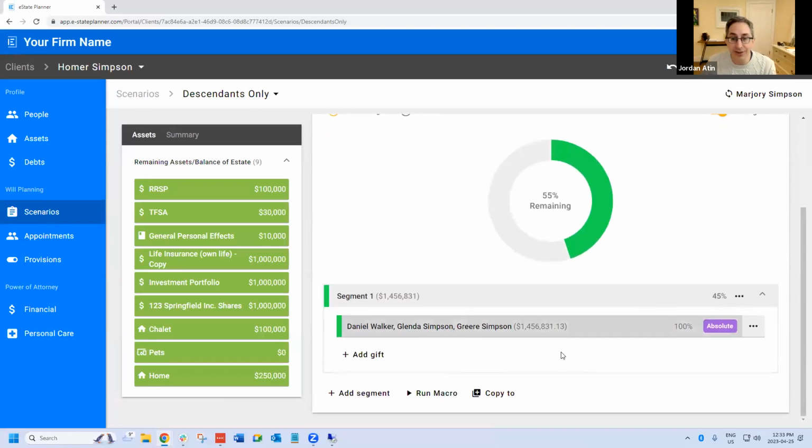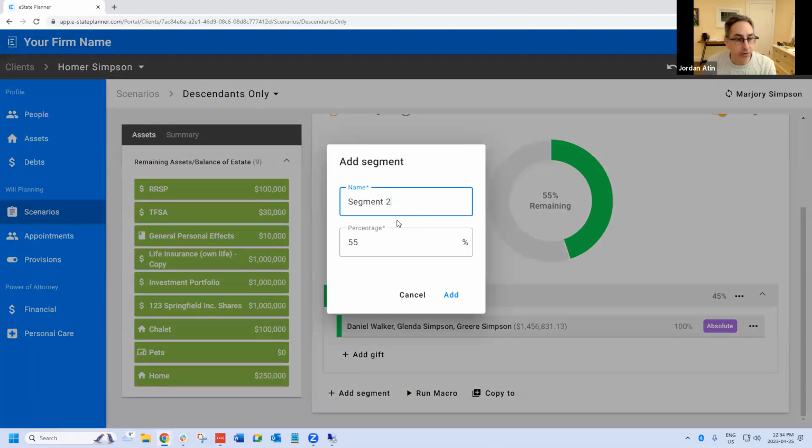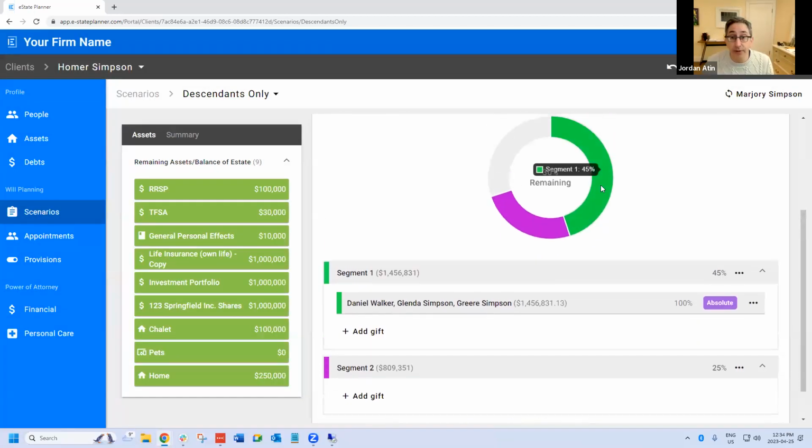So what that did was it took the simple gift and it shows that that's going to be out of segment 1, right? There's that simple gift of 45% being divided among those 3 people. Fine. But we want to deal with the other 55%. So we can go add segment, and this will be segment 2. I'm assuming for now that it's the other 55%, it could be some smaller amount. Let's make it a smaller amount. Let's say 25% we're going to deal with, okay? So we have our 45%. Now we're dealing with segment 2, the 25%.